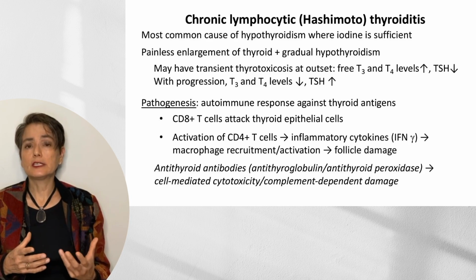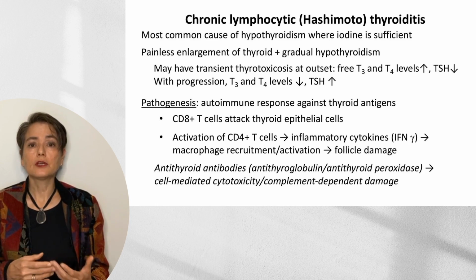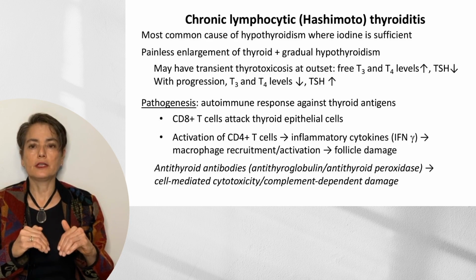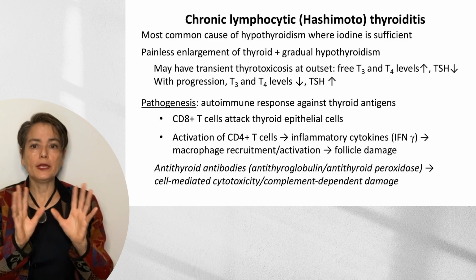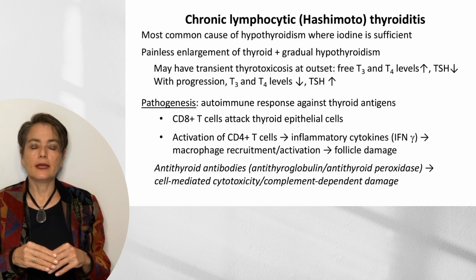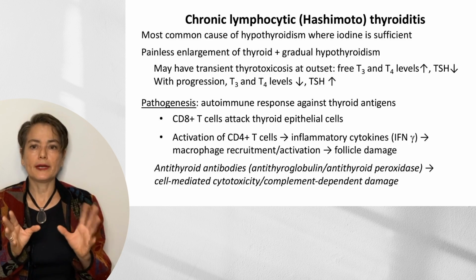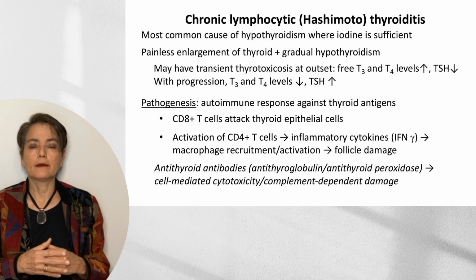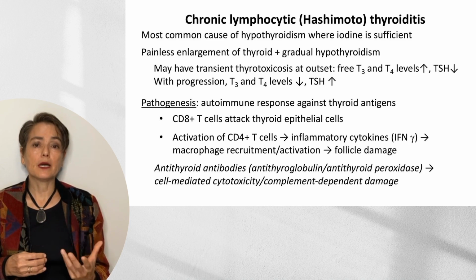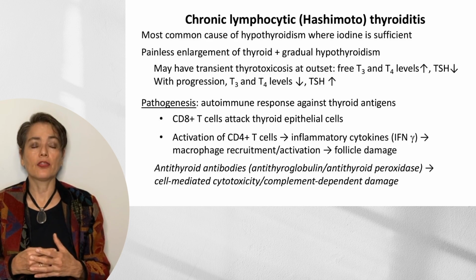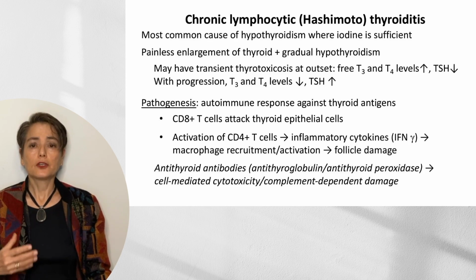However, with continued attack and destruction of the thyroid follicles, you're going to get decreases in T3 and T4, and the hypothalamus is going to say, oh, we need more, put out TRH, and the pituitary is going to say, we need more, put out TSH, but we won't be able to respond. So why can't we respond? It's because we've had an attack on our thyroid epithelial cells.